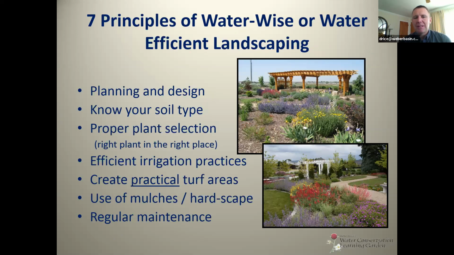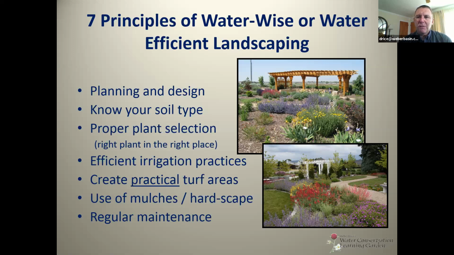Of course, there's proper plant selection. This is the right plant, the right place. This is not putting full sun plants in the shade and vice versa, so that you're fighting the environment to try to get your plants to succeed. Efficient irrigation is key. You're learning how these plants best use the water and how often they need to be watered to be healthy. One of our principles is creating practical turf.